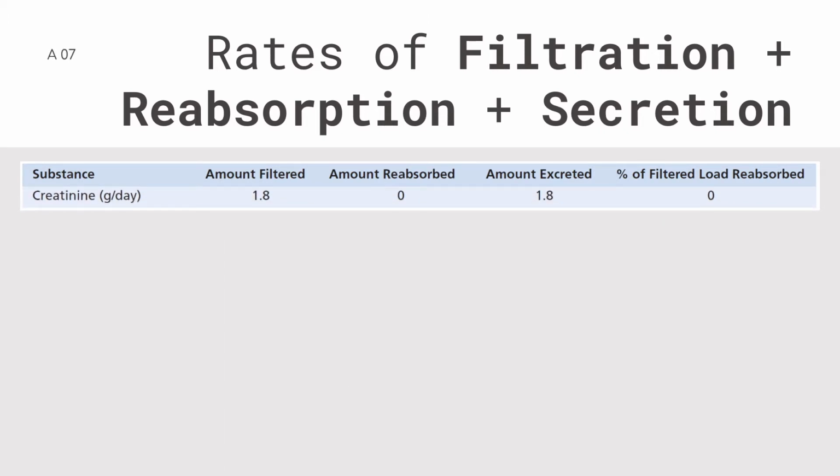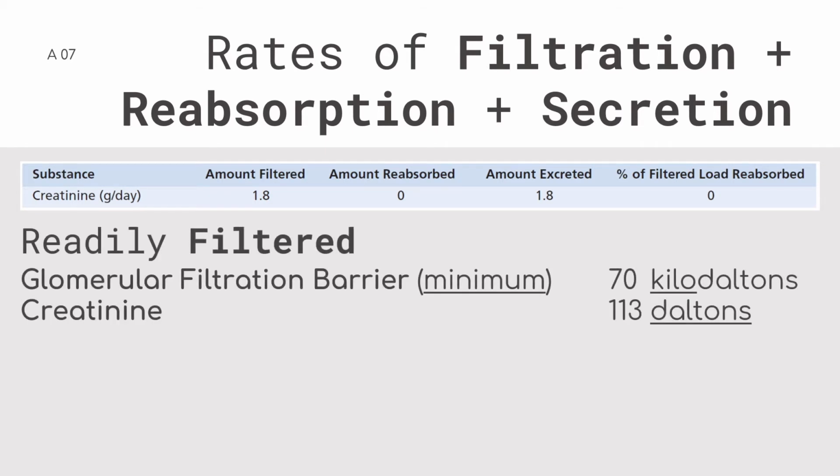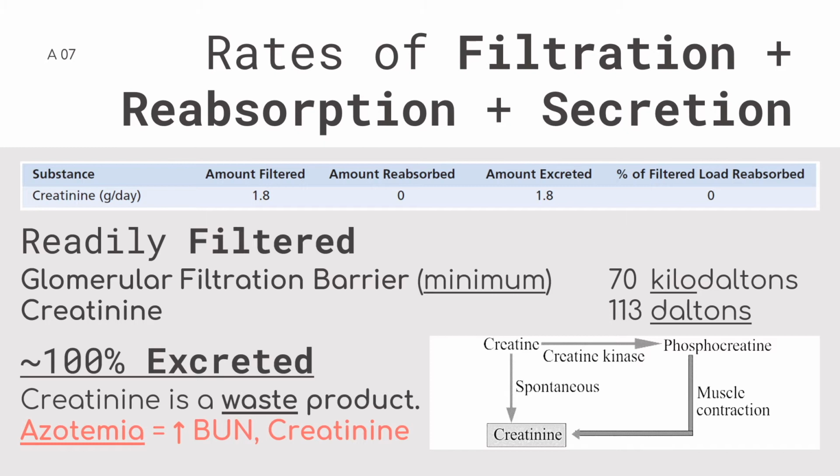Lastly, we have creatinine. As it has a low molecular weight, it is readily filtered. However, it is a waste product of creatine metabolism in muscle. It is also relatively larger than urea, thus impermeant to any part of the tubule, and approximately 100% excreted. Any damage to the nephron, therefore, causes increased amounts of creatinine and BUN, a condition called azotemia, as we will discuss later.